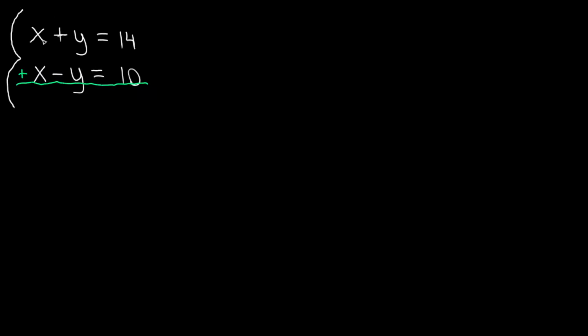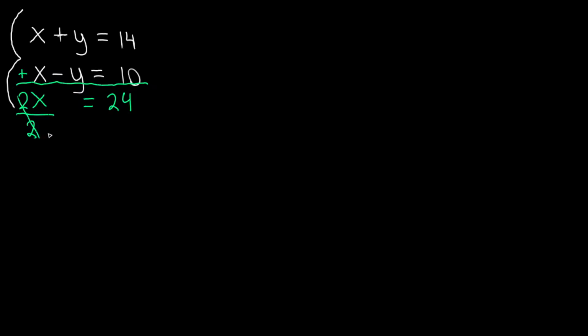Now, right off the bat, I see plus y and minus y. So as you'll see when we add these together, we have x plus x, which gives us 2x, and then plus y minus y. So the y is gone. They're canceling each other out. And equals 14 plus 10. So 24.